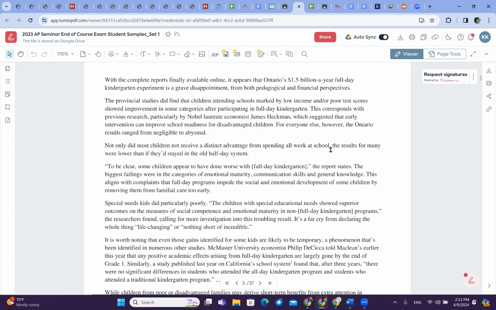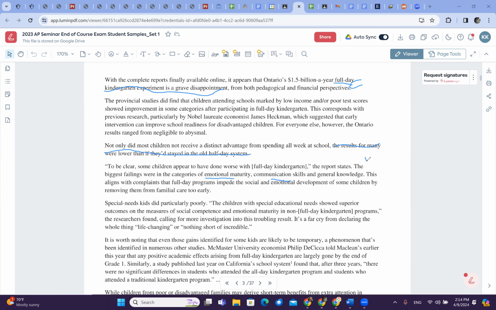The results for many, can I highlight? Were lower than if they had stayed in the old half-day system. So actually, his real argument is full-day kindergarten is a grave disappointment. So that's it. What do we call this? This is his claim, more or less. Okay, so that's C. To be clear, some children appear to have done worse, the report states. The biggest failings were in categories of emotional maturity, communication. Okay, so there's claim 1.